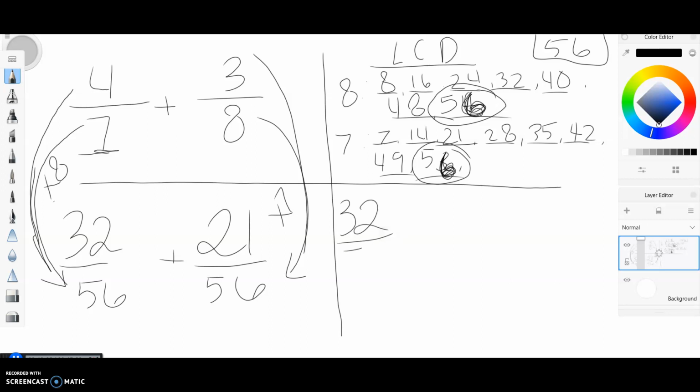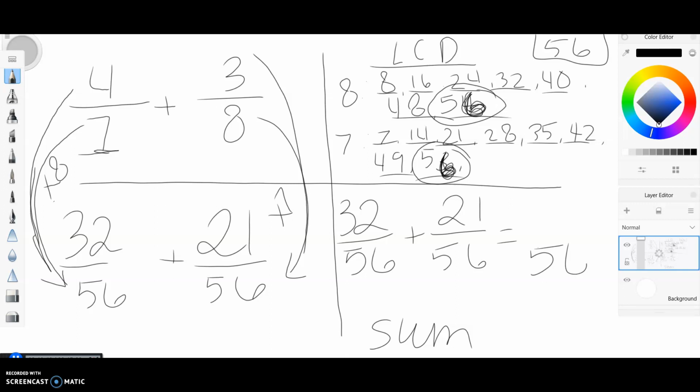Now all you have to do is rewrite the problem over here and just solve. Remember, we're looking for our sum, the answer to this addition problem. Our denominator stays the same. All we have to do is add our numerators. So 32 plus 21. 2 plus 1 is 3, 3 plus 2 is 5. So 53 over 56 is our answer. Almost a whole number, isn't it, guys? If we had just 3 more, it could have been a whole number, but it's 53 over 56.